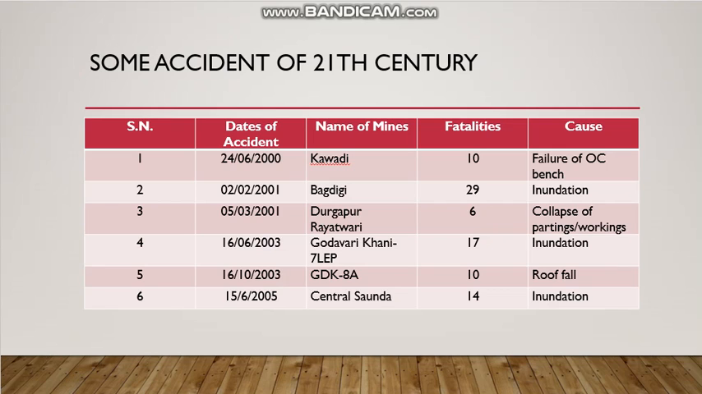In 2003, at Godavari Khani 7 LEP, 17 people died due to inundation. At GDK 8A in 2003, 10 people died due to roof fall. And lastly, at Central Sundra in 2005, 14 people died, again due to inundation.